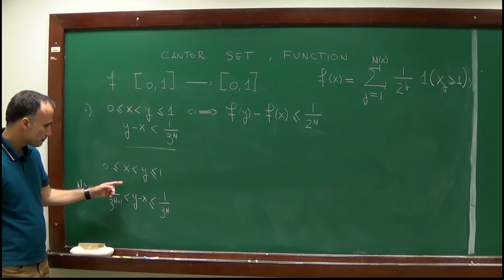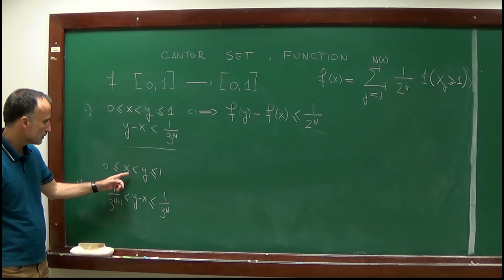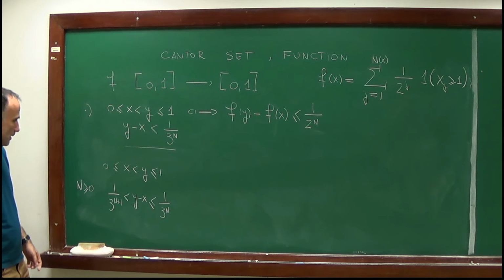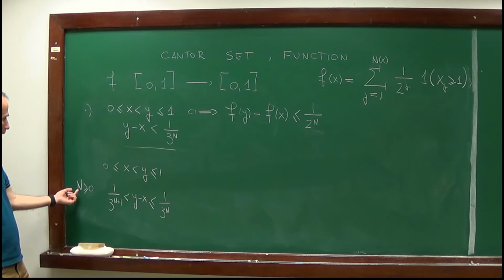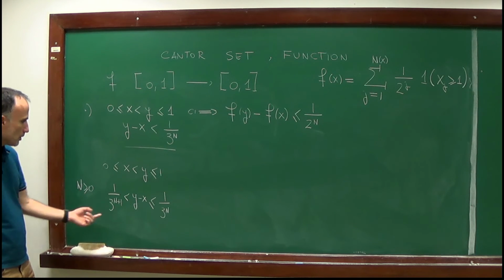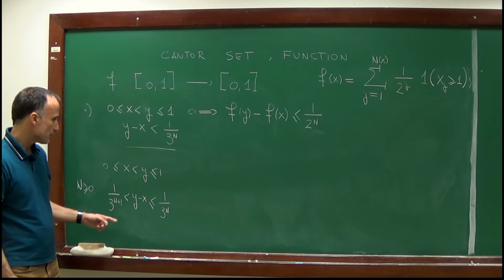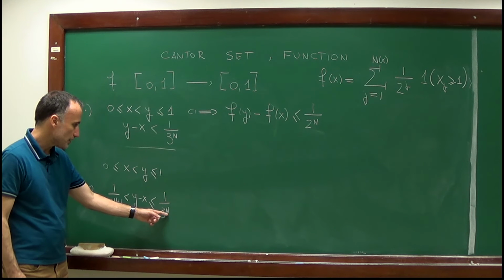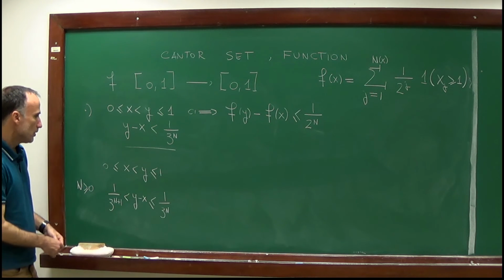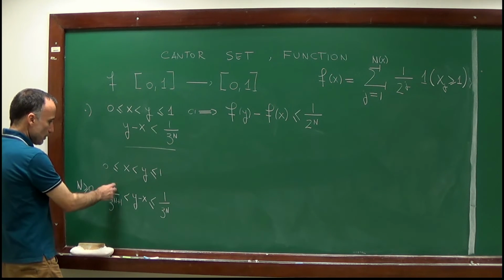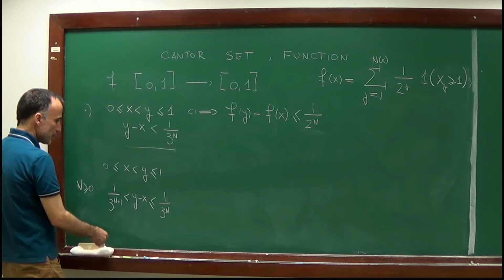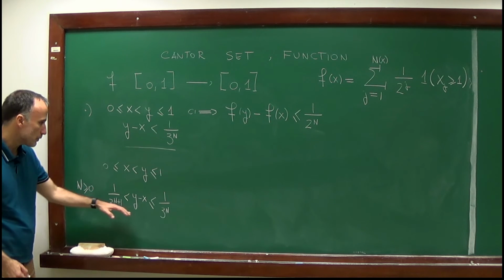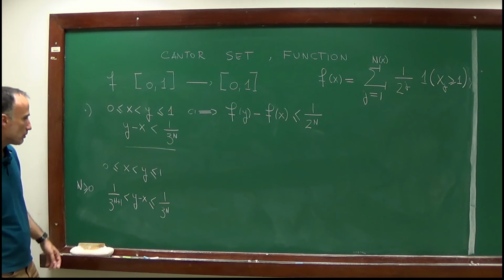Let me repeat. I'm assuming that I'm taking y larger than x, both points between 0 and 1. And what I claim is that I can find n larger or equal to 0 for which this inequality holds. Y minus x is smaller than 1. This is the case if n is equal to 0. This is 1. So if it's larger than 1/3, it's fine. If it's not, take it here, and then you can find n for which this inequality holds.